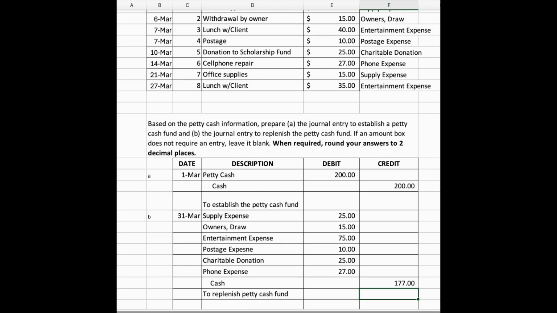Now, if you have questions about anything that I've covered today in this petty cash reimbursement, establishment of the account, as well as reimbursement, let me know.